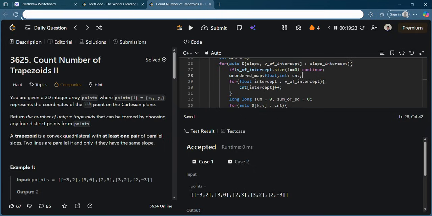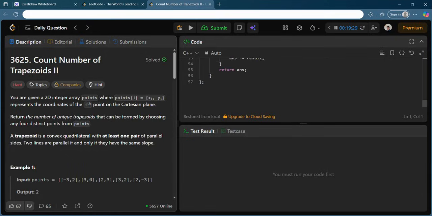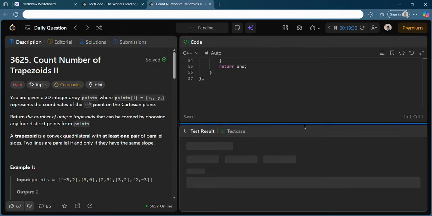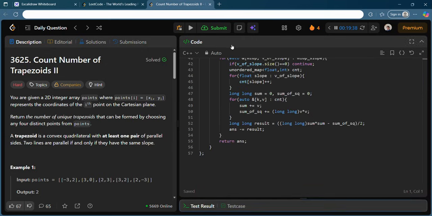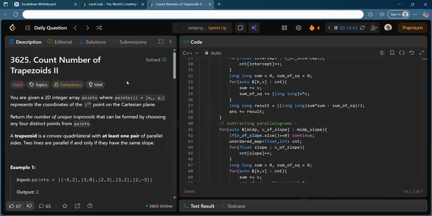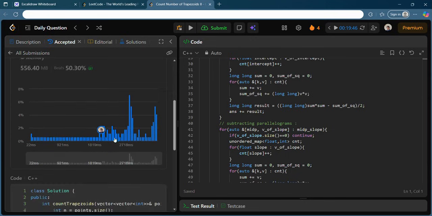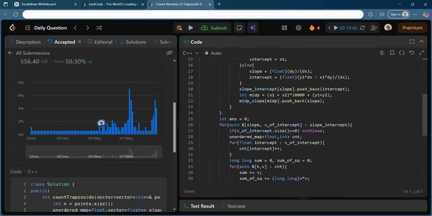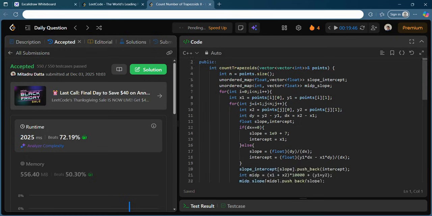I will just reload my site once again. You see I have this code, and if I try to run it, it will give me accepted, I guess. And if I try to submit it, am I supposed to get any error or not? Let's have a look. I hope this should work just fine. Yeah, it did work fine, and it is 72% runtime. With the same code I had got a 91% runtime beats also. So it varies a lot, but I hope this is a very optimal solution.